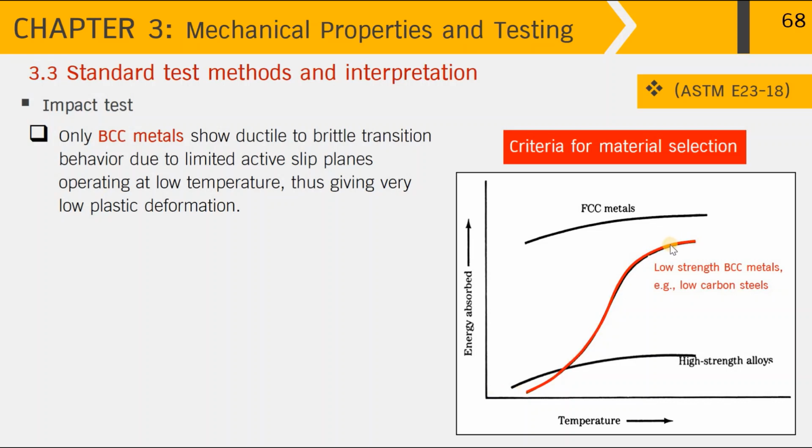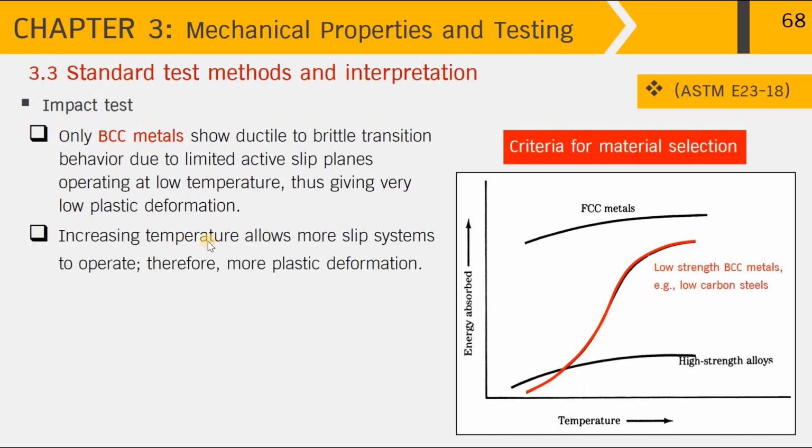And this curve is showing the ductile to brittle transition of the low-strength BCC metals, such as low-carbon steels, for example. You see it looks like an S-curve, where the transition temperature is over here, and the upper shelf is right there. The increasing temperature allows more slip systems to operate, and therefore yields more plastic deformation in this case.